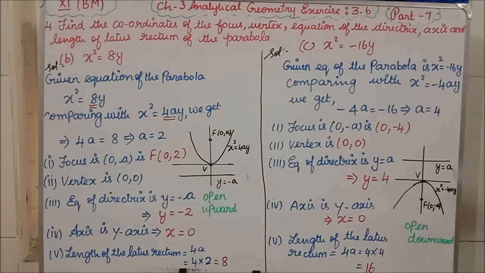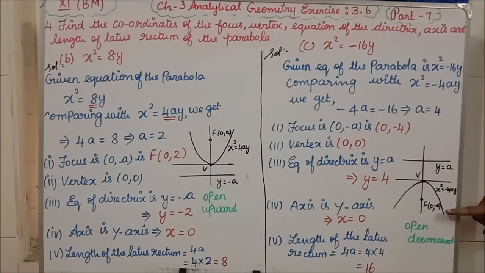Clear? Once I got the a value, we can find the focus easily. Focus for the open downward parabola is what? (0, minus a), because the parabola is facing downward. In downward, the y-coordinate will be negative. So we are getting x as 0, y negative. So focus is (0, minus a). The a value is 4, so (0, minus 4). Vertex is what? Origin (0, 0).